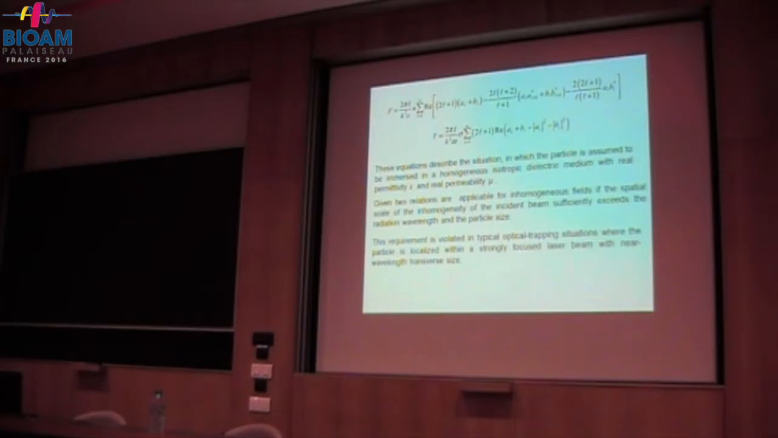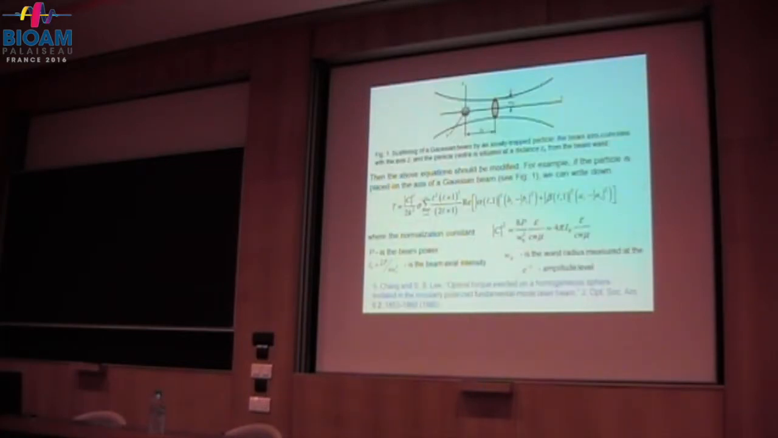These equations describe the situation in which the particle is assumed to be immersed in a homogeneous isotropic dielectric medium with real permittivity and real permeability. The given relations are applicable for an inhomogeneous field if the spatial scale of the inhomogeneity of the incident beam sufficiently exceeds the radiation wavelength and the particle size. This requirement is violated in a typical optical trapping situation, where the particle is localized within a strongly focused laser beam with near-wavelength transverse size. Then the above equations should be modified.